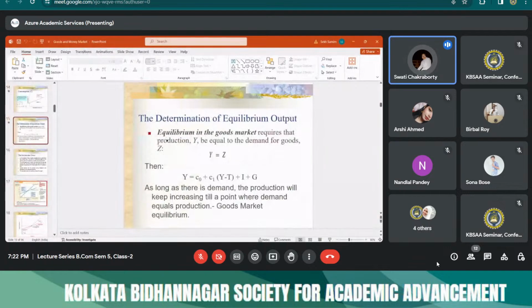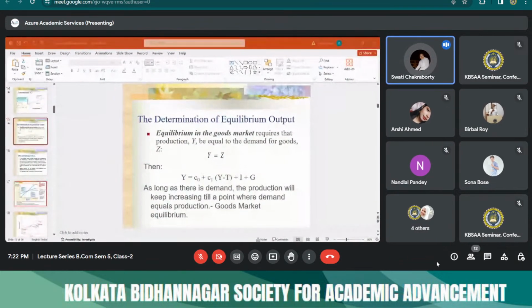Okay. So what happens now? As I said when I started the class, production will be equal to demand. In other words, producers will produce that amount of products or services for which there is a demand. So we are talking of demand side economics. That is why the equilibrium in the goods market says production equals demand for goods, not the other way around.